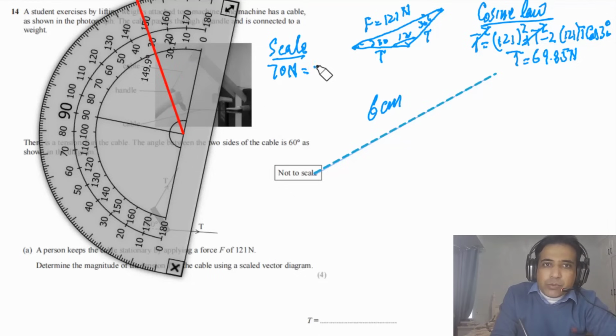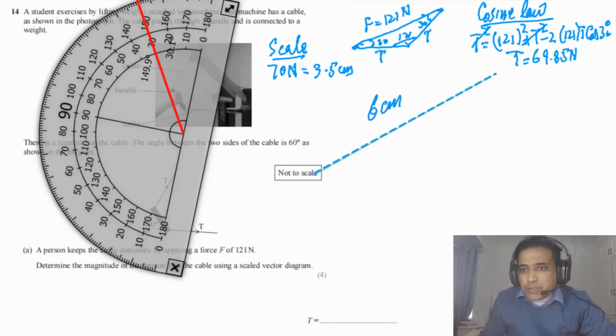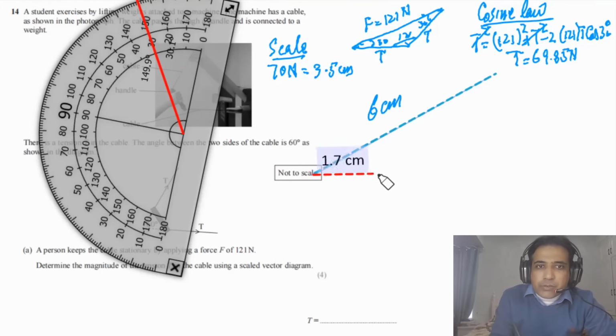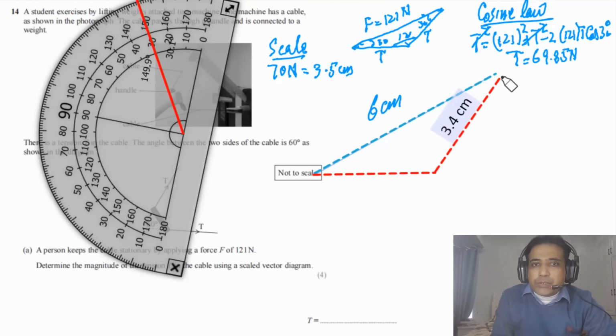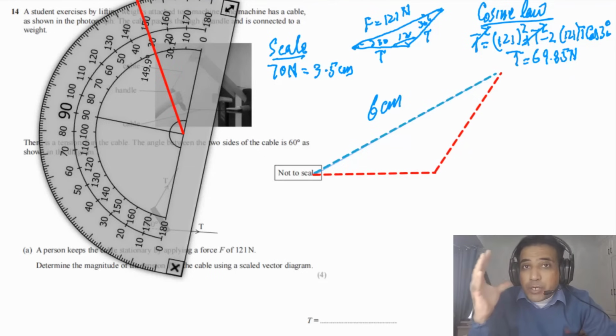This one has to be equal to 3.5 centimeters. Now we can draw a line from here that has to be 3.5 centimeters. Let me use a different color. The line actually has to start from this point. So this is 3.5, and from here again it has to be 3.5, because these two lines have the same length, since they have the same magnitude, the value of T. So this is how you need to draw the triangle.